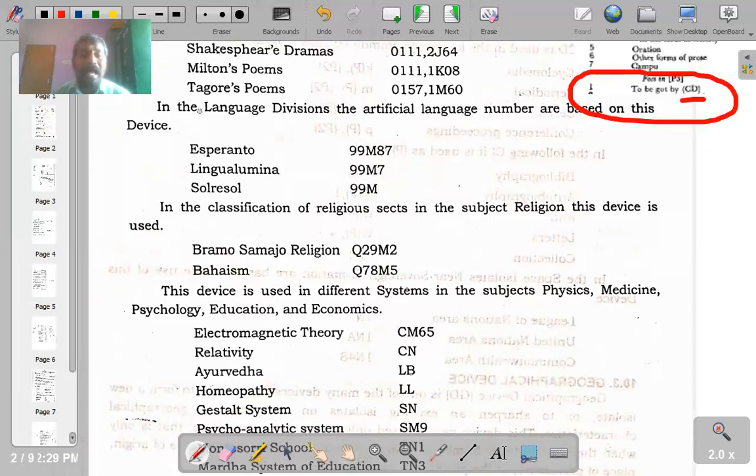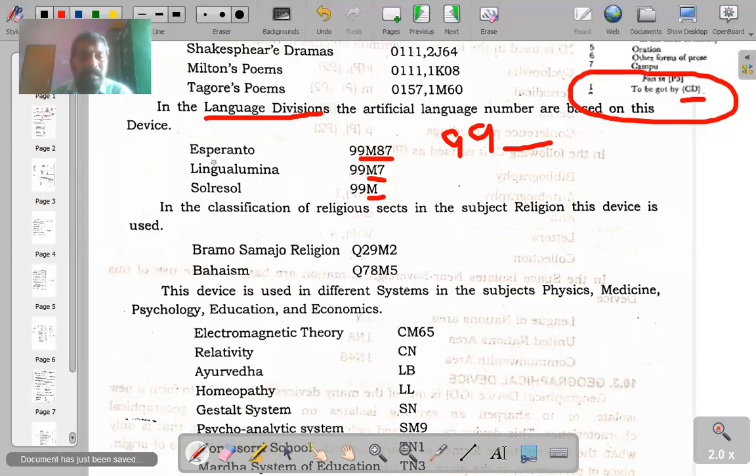See, there's something called language divisions. If you go to language isolates, there's a number called 99. 99 stands for artificial languages, the languages which are artificially created by human beings. But how to get individual numbers? Based on chronological device. After 99, you can put M87, that is the year of discovery or invention or the creation of an artificial language.